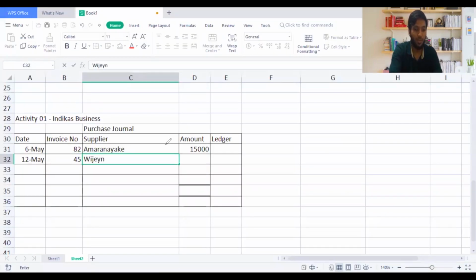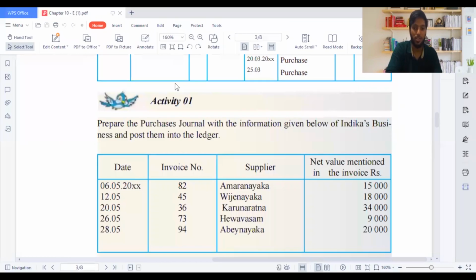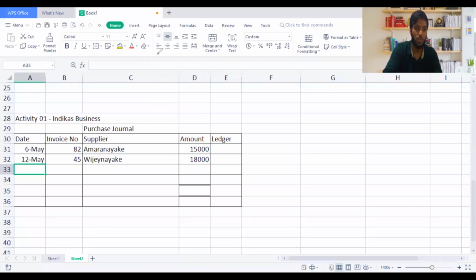Guys, if my spelling is wrong, don't worry. You will not lose marks in exams because you wrote the name with wrong spelling. This is not an English exam. This is business studies and accounting. So I record 18,000. It's done. Then we move on to the next part of the sum.